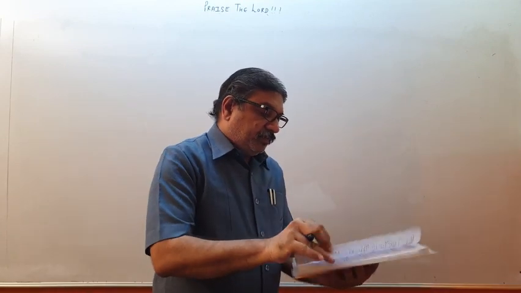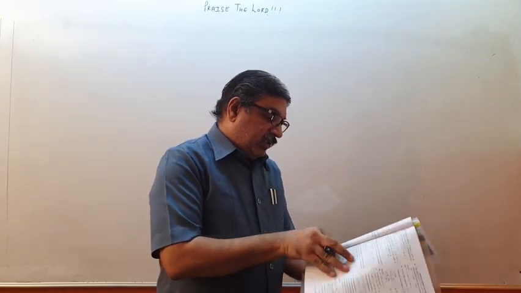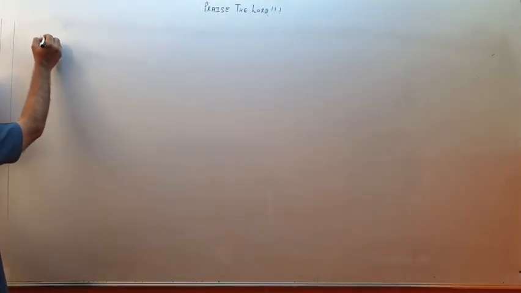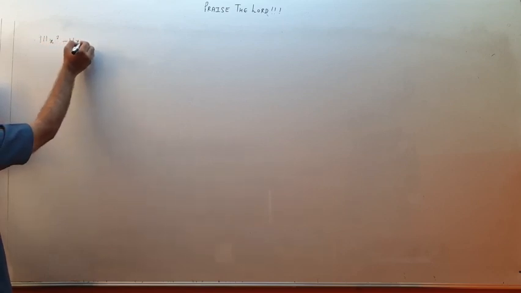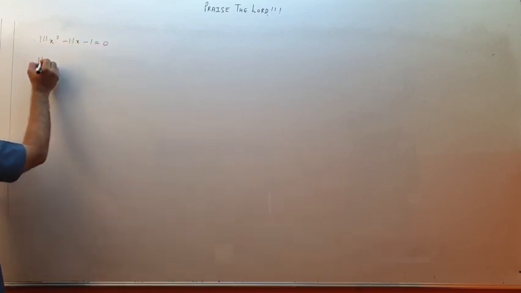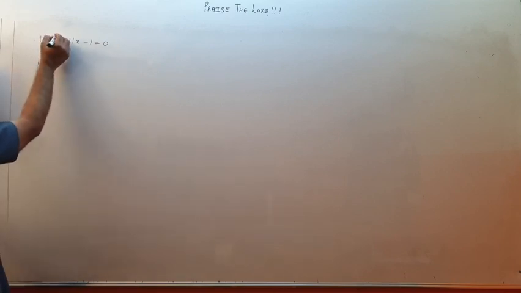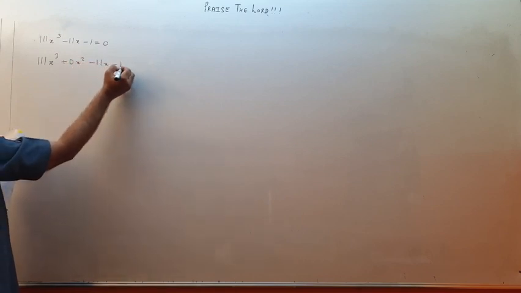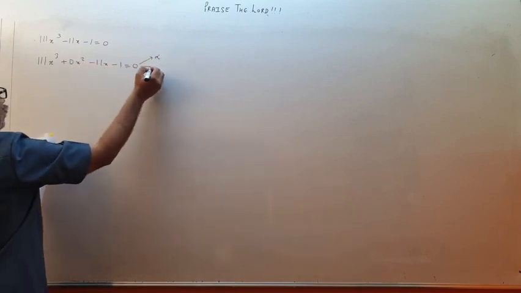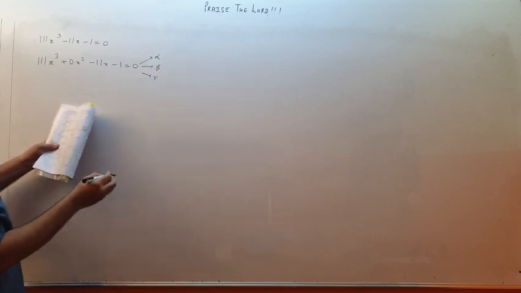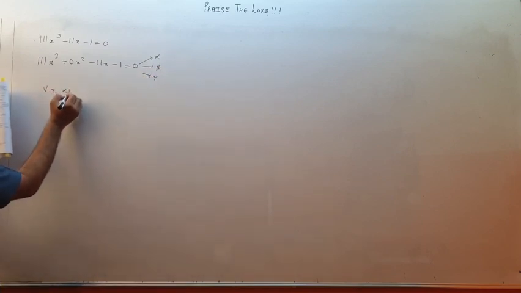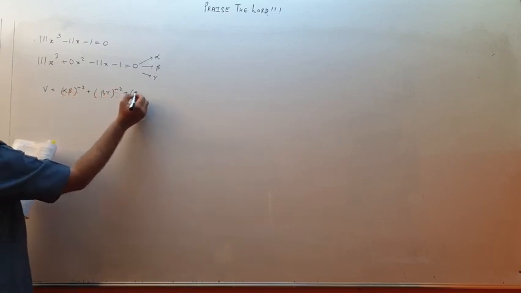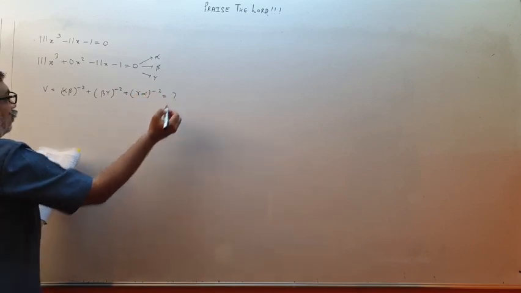Next one we are having, I have selected very good sums. This one is an easy one, but let me do it for you. Basic understanding. There is an equation like 11x square minus 11x minus 1 equal to 0. So I write it in proper format: 11x cube plus 0x square minus 11x minus 1 equal to 0. Its roots are alpha, beta and gamma. We have to get the value of alpha beta raised to minus 2 plus beta gamma raised to minus 2 plus gamma alpha raised to minus 2. This value is how much?